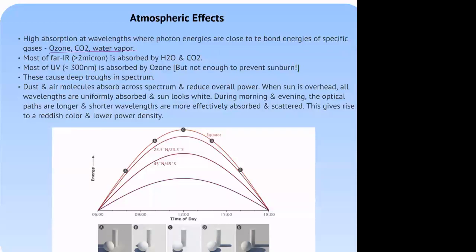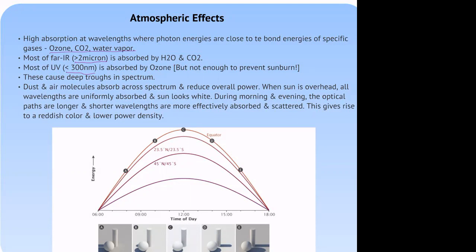Far infrared light, which is wavelengths larger than 2 microns, is absorbed by water and CO2. UV, which is less than 300 nanometers, is absorbed by ozone, but of course, not enough to prevent sunburn, which is why people have to wear sunscreen. And these cause these deep troughs in the spectrum. Dust and air molecules absorb across the spectrum as well as scatter light, so they reduce the overall light.